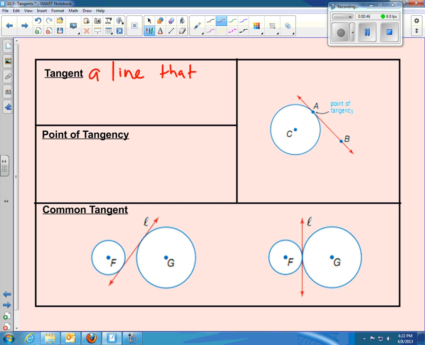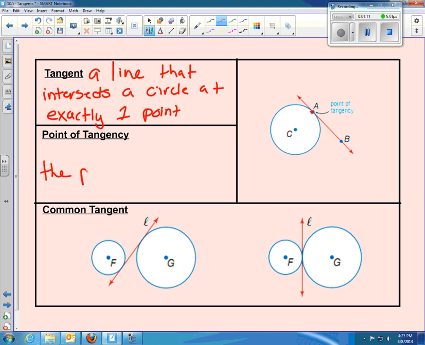A line that intersects a circle at exactly one point. And so we see a picture over here, that red line is going to be our tangent, and it's touching the circle in one spot, and that one spot is A, and that's called the point of tangency. So that's just the point of intersection.